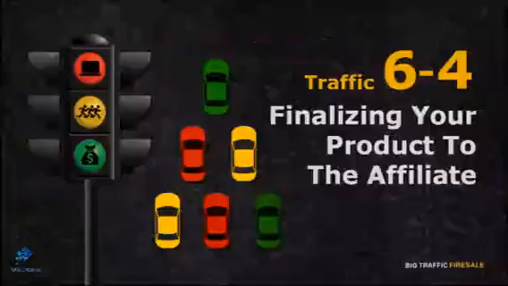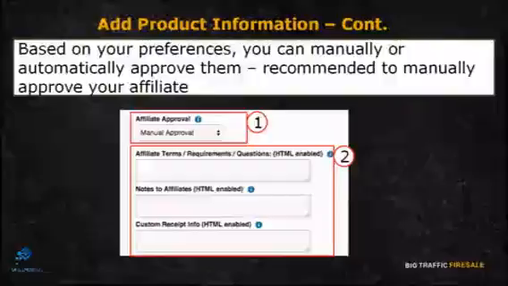In this final module, you are going to finalize your product information for your affiliate. The next item concerns both you and your affiliate. Based on your preferences, you can manually approve an affiliate or automatically approve them. It's recommended that you manually approve your affiliate by going through their profile. This is to ensure that no fraud is being practiced among affiliates without filtering them first.